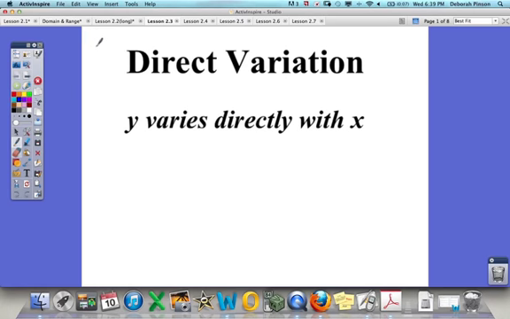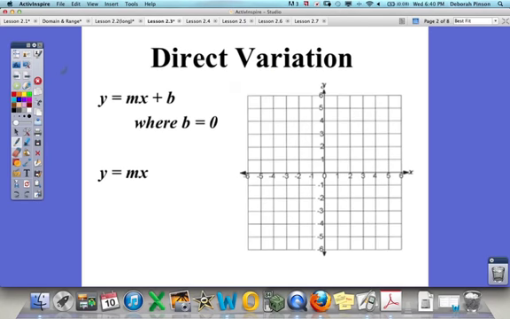Alright, so this is section 2.3, which is on direct variation. When they talk about direct variation, you'll see it also stated as "y varies directly with x." Now, here's what that means. As x changes, y changes directly with it, meaning by multiplication.